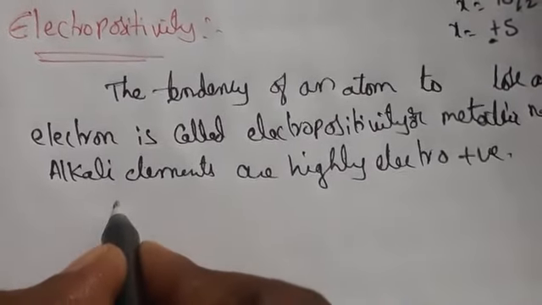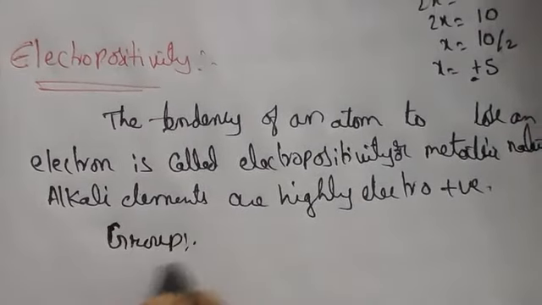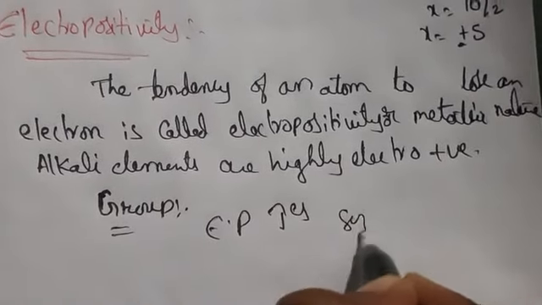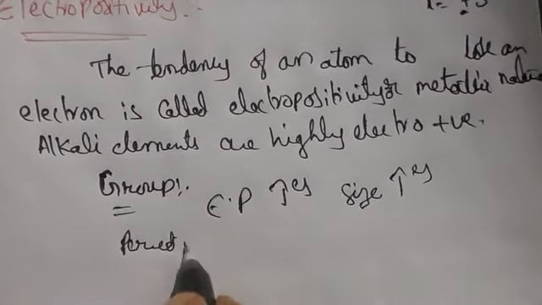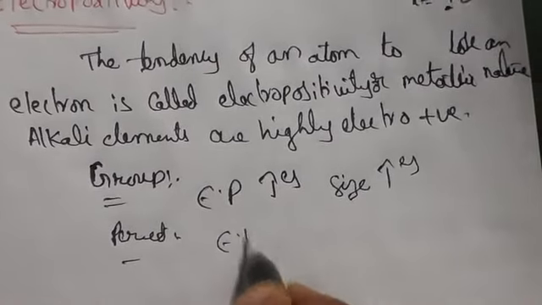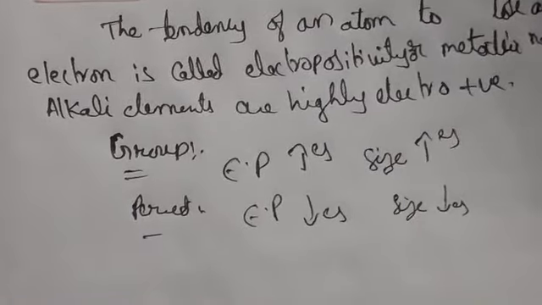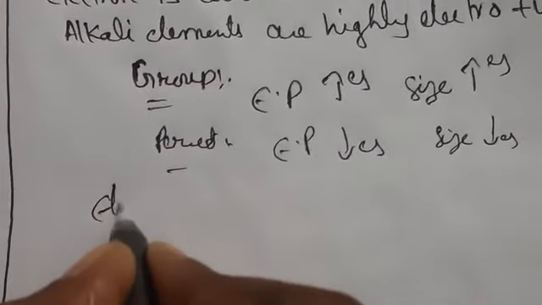So coming to a group, what happens? Electropositivity increases as size increases. Coming to a period, what happens? In a period, electropositivity decreases. Why? Because size decreases. So this is in a group and period. Elements with low electronegativity are metals, and with high electronegativity we call them non-metals. So what can we say here?